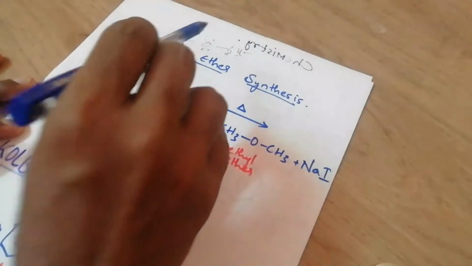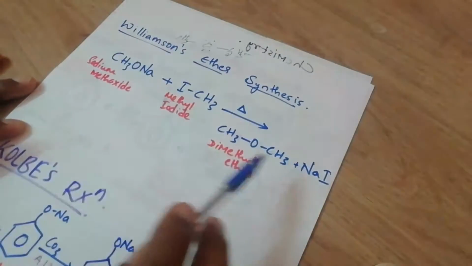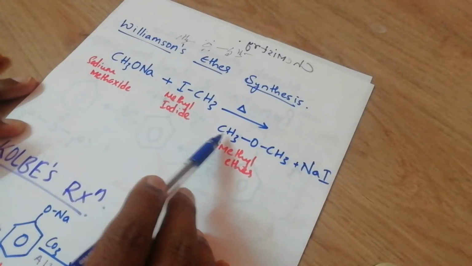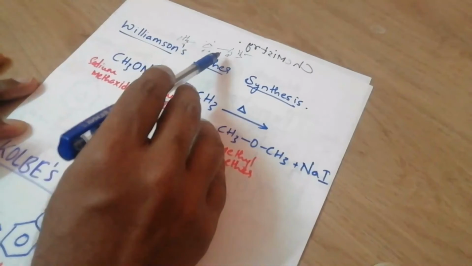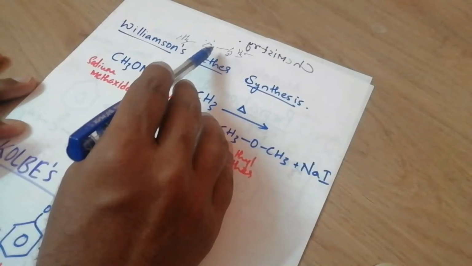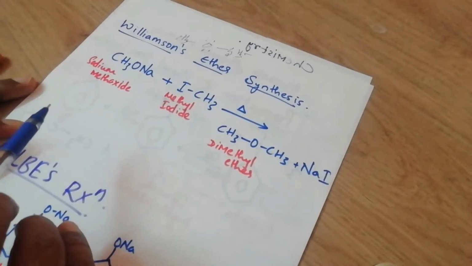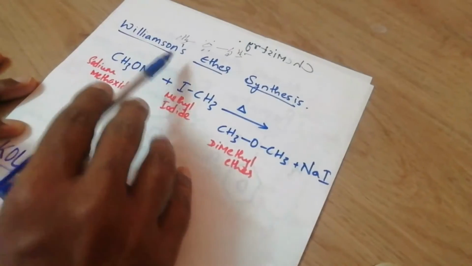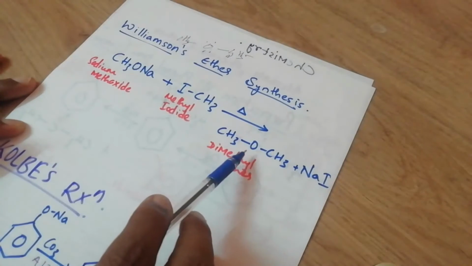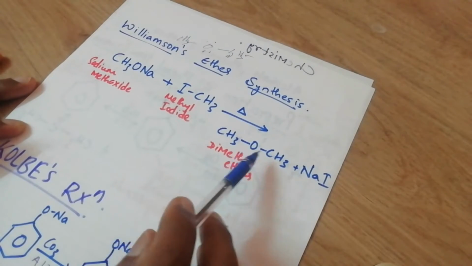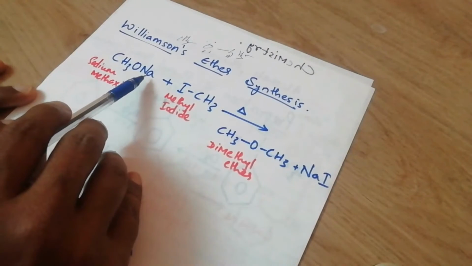In the IUPAC system, ether is named as alkoxy-alkane. For example, dimethyl ether, its IUPAC name is methoxymethane. Ethyl methyl ether, its IUPAC name is methoxyethane. What is Williamson ether synthesis? In this method, you prepare whether it is simple ether or mixed ether.